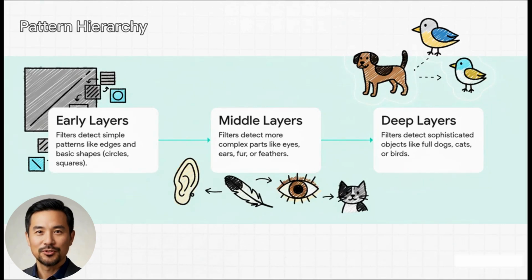And it all works in this really cool hierarchy. The first layers in the network have filters that find really simple stuff, edges, corners, basic shapes. Then the next layers take those patterns and combine them to find more complex parts, like an eye or some fur or maybe a feather. And then finally, the deepest layers put those pieces together to recognize the whole thing, a dog, a cat, a bird. It's kind of like building with Legos, right? You start with simple little blocks and build them up into something amazing.